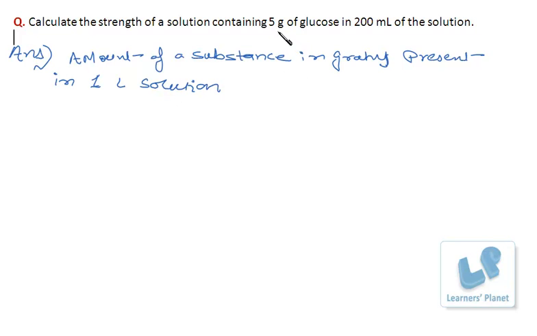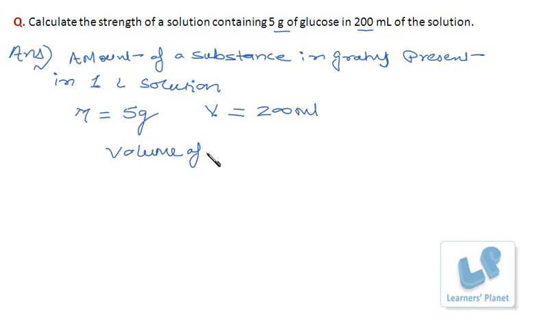So here, what is given? 5 gram of glucose in 200 ml of solution. What is the mass of glucose? It is given as 5 gram. What is the volume of solution? It's not water, it's solution, so it's 200 ml. What will be the volume in liters? The volume of solution in liters will be 200 divided by 1000, which is 0.2 liters.